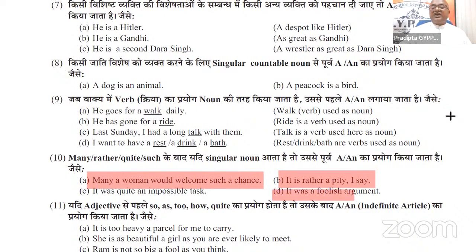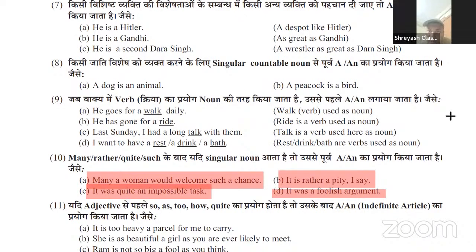It was a foolish argument. It was rather a foolish argument. It was such an impossible task. It was quite an impossible task. So quite a, rather a, such a, many a. Make a sentence. Many a man. It depends on the next noun. Many a man.